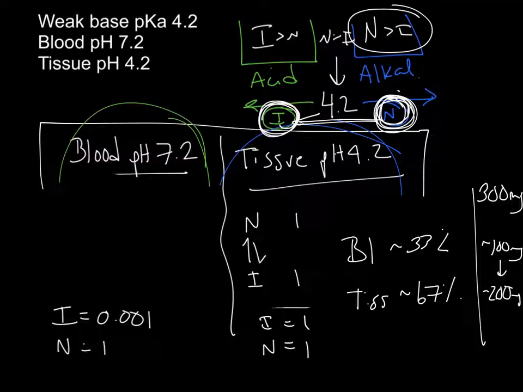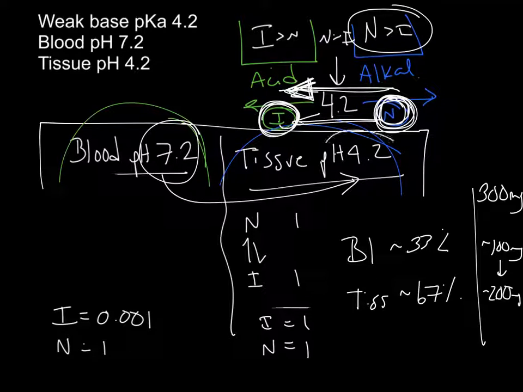So the net movement is going to be from the alkaline, from the like, to the acidic, to the unlike. And so that's what we're seeing here, from this more alkaline plasma into this more acidic tissue. So weak bases are going to tend to get trapped in more acidic tissues.